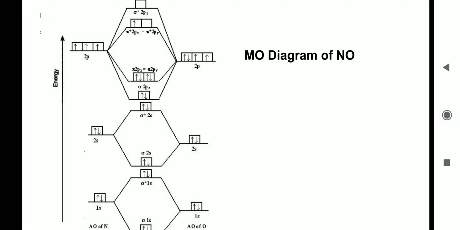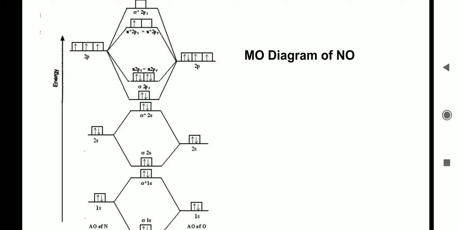Now, this is the molecular orbital diagram of nitric oxide. On the right hand side, the atomic orbitals of oxygen are drawn, and on the left hand side, we have the atomic orbitals of nitrogen. Atomic orbitals of nitrogen are 1s, 2s and 2p. Atomic orbitals of oxygen are also 1s, 2s and 2p. 1s of nitrogen will overlap only with 1s of oxygen. 2s of nitrogen will overlap with 2s of oxygen, and similarly 2p with 2p of both the atoms.